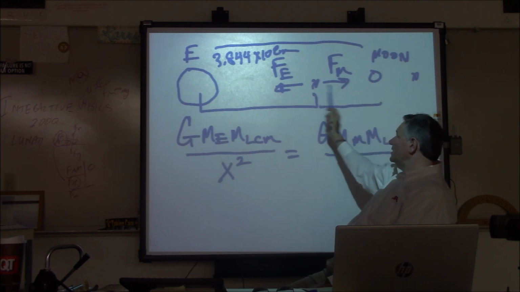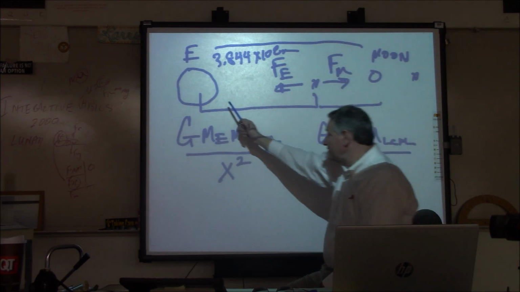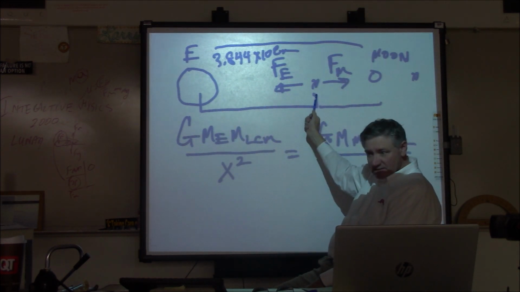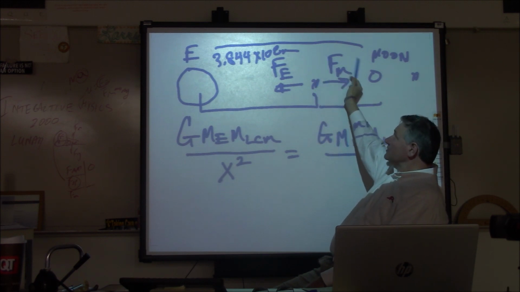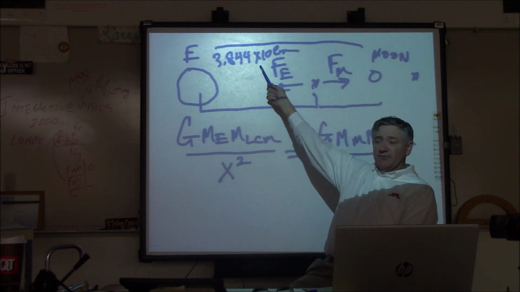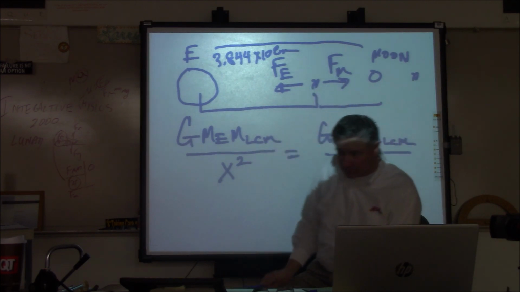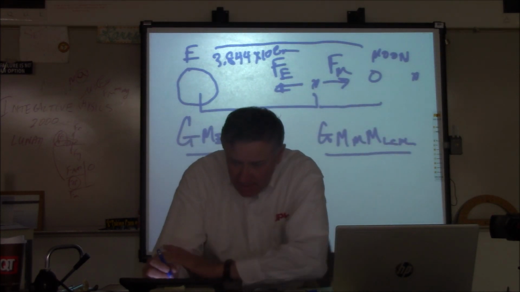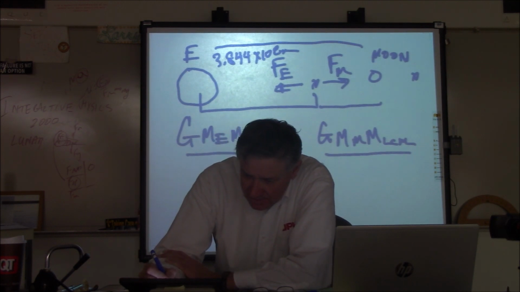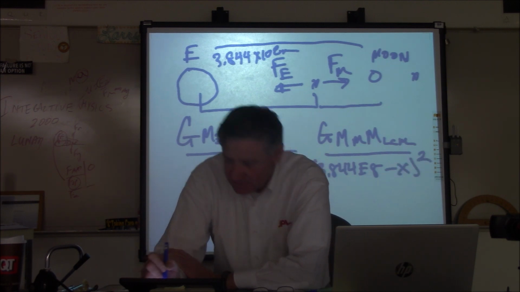So here's how this is going to play out. If you let this distance be x, then whatever's left over is 3.844 e to the 8th minus x. So this is what's going to be left over. So over here, I'm going to put this as 3.844 e to the 8th minus x, squared.